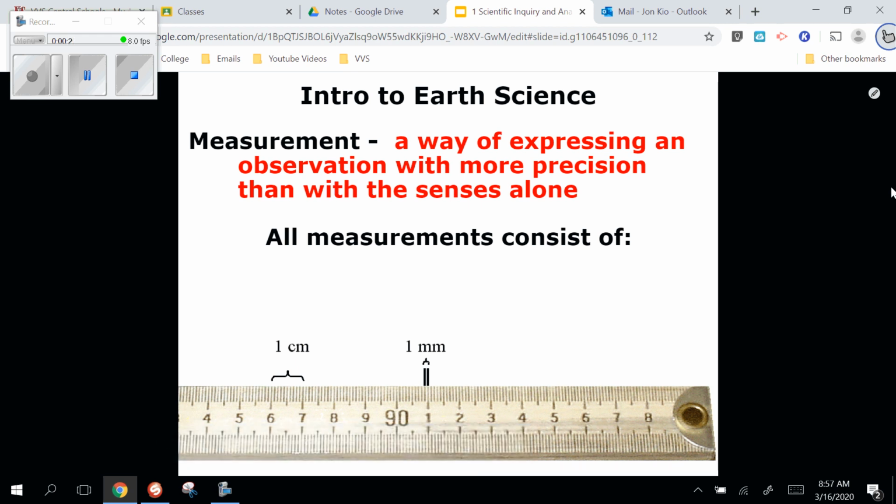Remember, you can't just use your senses if you want to be precise. Senses will give you an approximation, but you've got to use a tool of some sort if you want to get a more precise answer. All right, so when we take a measurement, remember we need a value, we need a number, and we need a unit to go with it. Very few things that we talked about in here will be just a number without a unit.